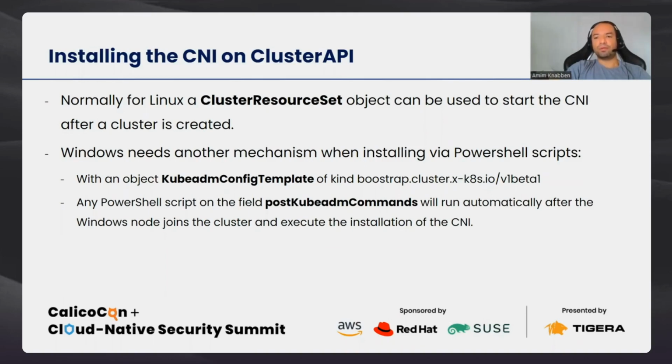On Windows, if you're using PowerShell, we need another mechanism to do this installation. The first step is to use the object kubeadm config template for a cluster and change the post kubeadm commands to point to your own CNI installation scripts. What this command does is to run the CNI installation after your node joins the cluster. So as soon as it joins, you can install the CNI automatically on each new node that's created using this config template set here in the object.